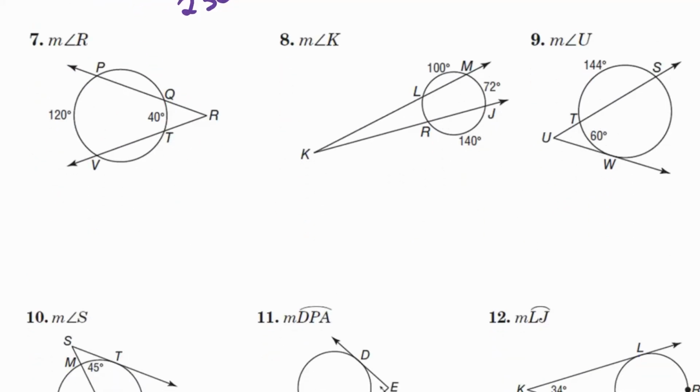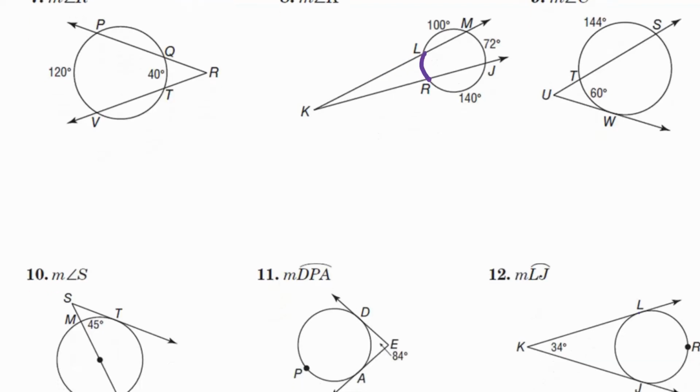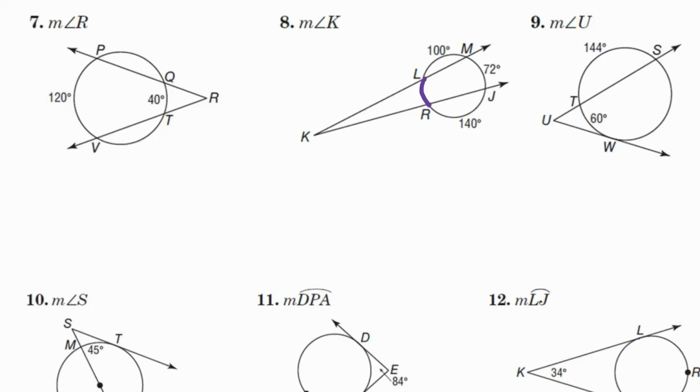To do a problem like number 8, I need to know the measure of arc LR, and I can easily find that because all four of these arc measures have to add up to be 360 degrees. And problem number 9, to use the theorem, I need to know the measure of arc SW, and again, I can easily find that because all three of these arcs have to add up to be 360 degrees.